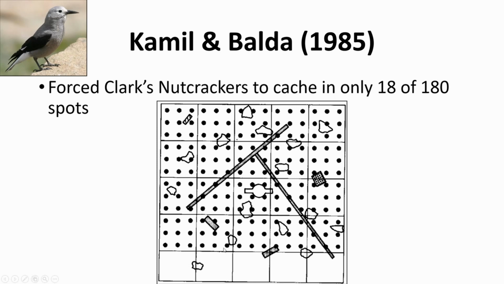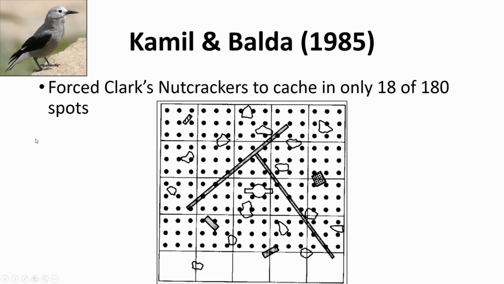The random bits and pieces and shapes that are on here would be different kinds of debris or things that they were using as spatial cues, just to see if that's what the birds were using. We can kind of ignore that. They would cover up most of the holes, but they would leave 18 of them exposed. So when the nutcrackers were brought into the enclosure and given food, in this case seeds, the nutcrackers would cache their seeds in 18 of those 180 spots.